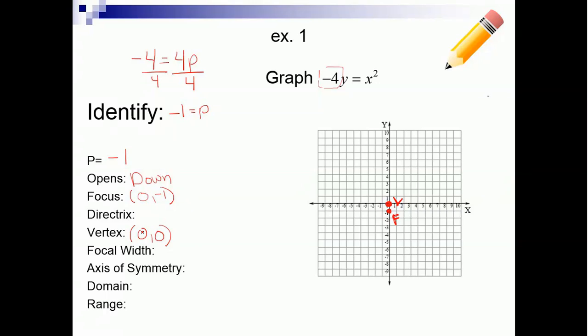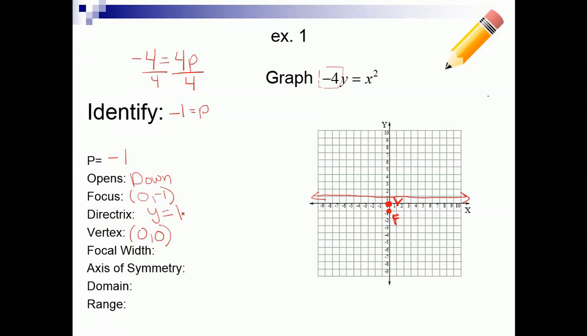Now the directrix is on the other side of the vertex, but it's the same distance away. And the directrix is a line, okay? So my directrix is going to be right here, sitting at 1. That's a line, so it's going to be y equals 1 for your directrix, because that's a line, not a point, okay?